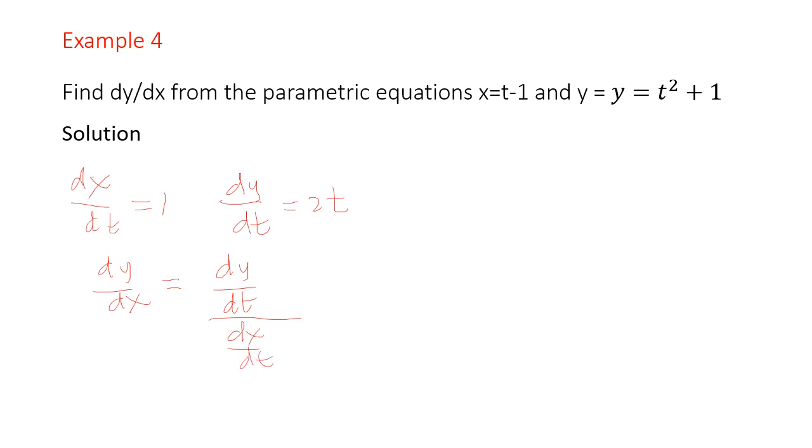This equals 2t over 1, divided by 1, so equals 2 times t.